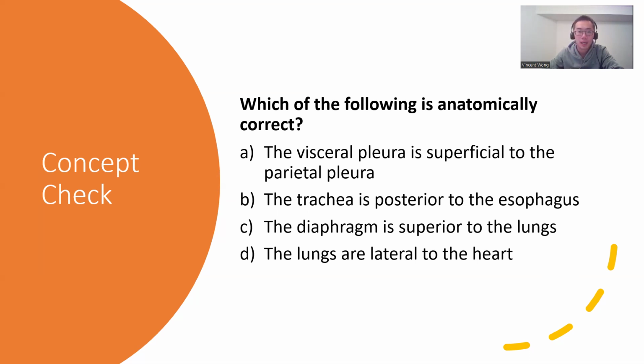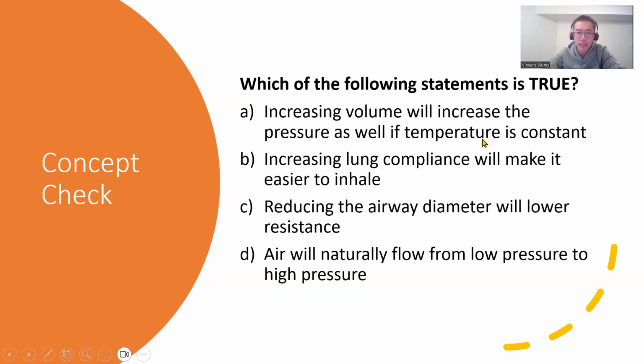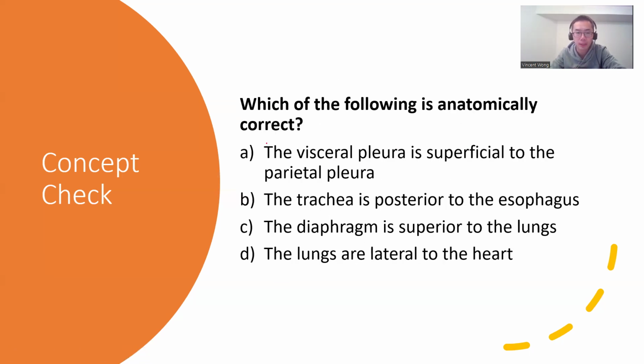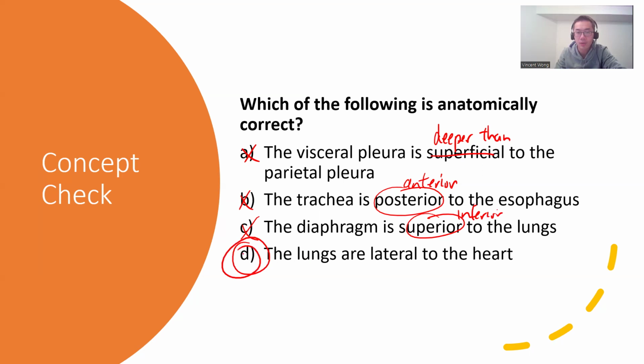That's fine. Which of the following is anatomically correct? First, the visceral pleura is superficial to the parietal pleura. That is not true, right? It's deeper. The visceral is inside of the parietal. The trachea is posterior to the esophagus. That's not true. It's anterior, in front of it. The diaphragm is superior to the lungs. Nope, it's inferior. It's below it. And the lungs are lateral to the heart. That's the correct one.